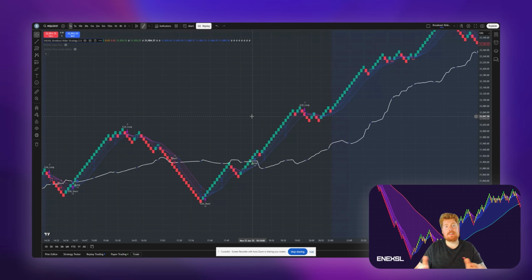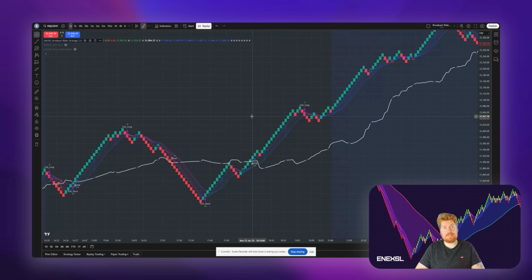Let's now look at the first major change to Breakout Rider 2.0, the addition of multiple Breakout Rider lines. Ultimately, the main goal is to improve confluences for entry with the addition of multiple Breakout Rider lines, which has been made very famous using the Methuselah method in our Discord channel.